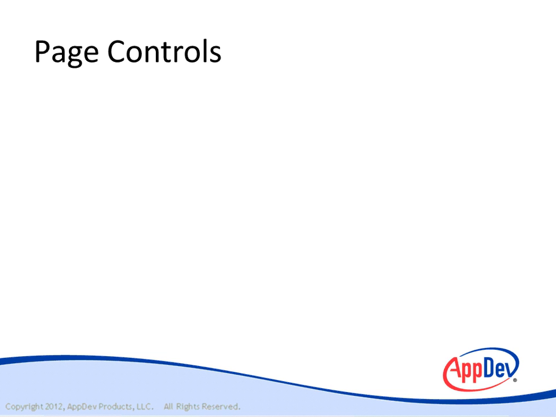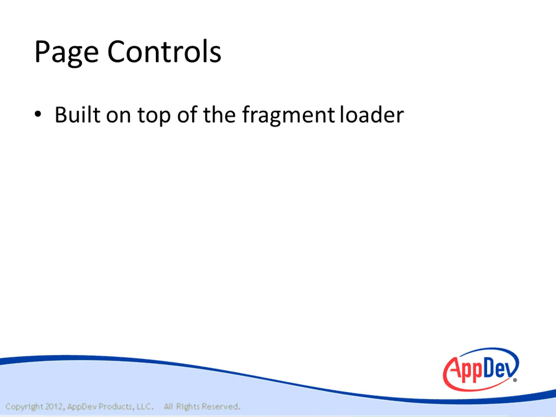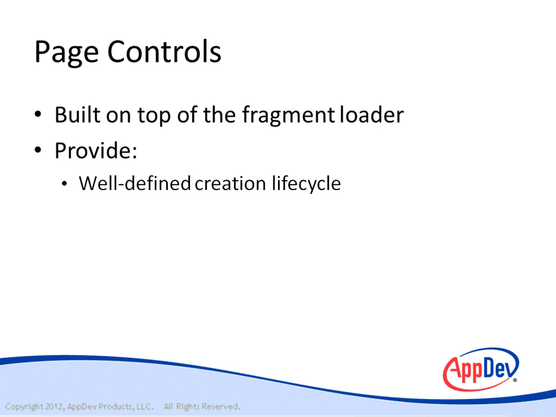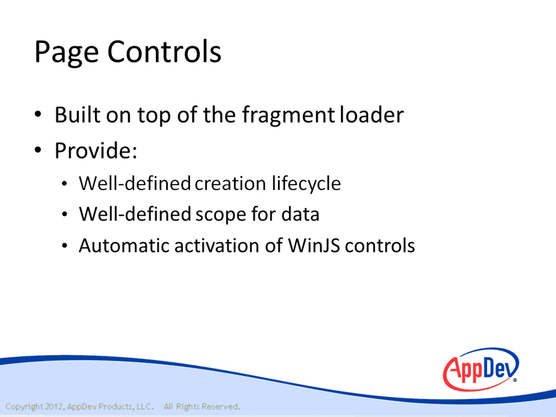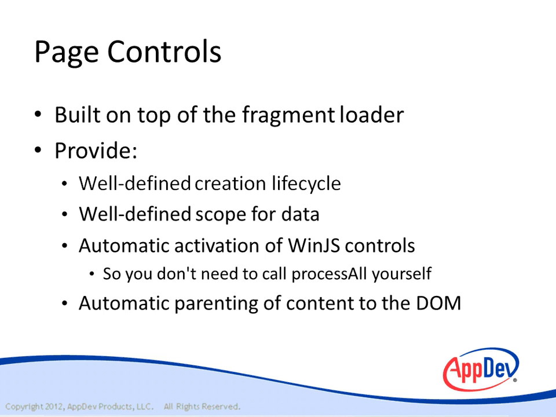These page controls are built on top of the built-in fragment loader, and they provide a well-defined creation lifecycle, a well-defined scope for data, automatic activation of WinJS controls so you don't need to call process all yourself when you load the page control. It handles automatic parenting of content to the DOM, so once you load a page control, its contents are available in the document object model of the parent.